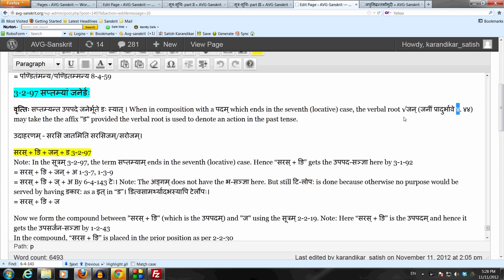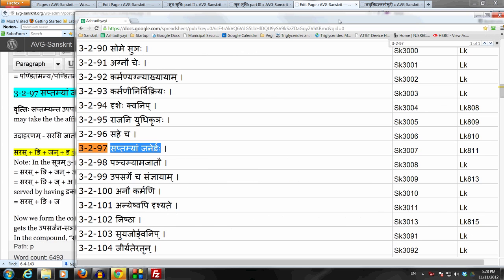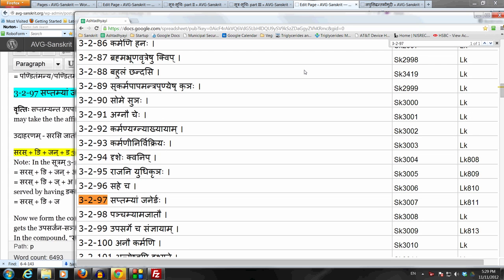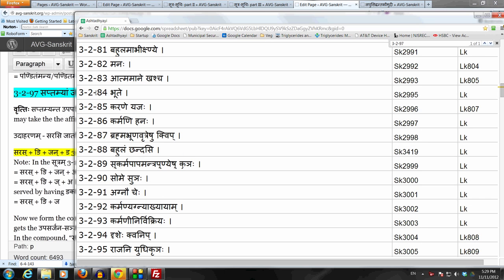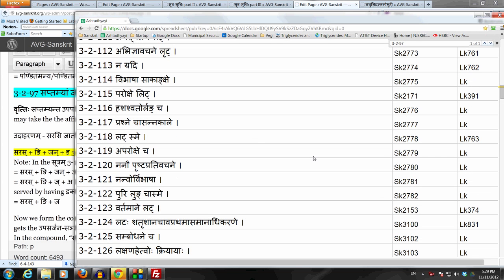So this sutram 3-97 is in the adhikara of bhute, which starts from 3 to 84, all the way up to vartamane lat. Just prior to that, this adhikara of bhute runs from 3 to 84 to 3 to 122, because 3 to 123 is vartamane lat. So in that adhikara comes saptamyam janer daha.